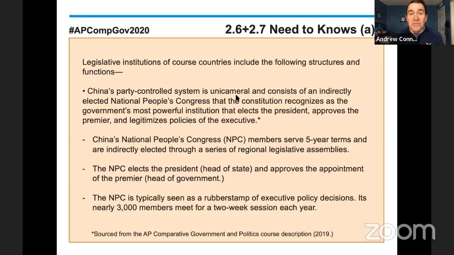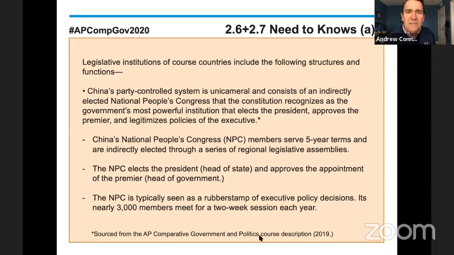You should know some specific content in terms of the structures of the legislatures in all 6 AP comparative countries. The key that you should know is that anything with an asterisk is straight from the AP course description. So I'm going to give probably a little bit more detailed content.